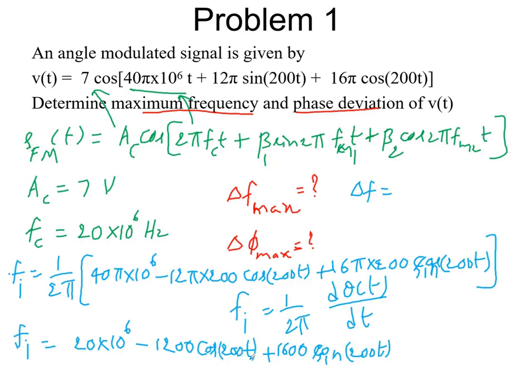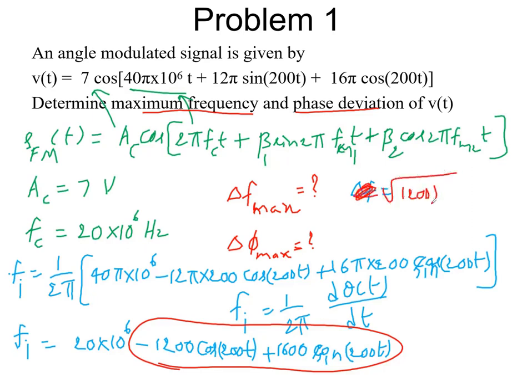Now here what they are asking you is del f max. How to calculate it? The maximum value will be under root of 1200 square plus 1600 square, or if you take 200 as common, you will be left with, 2 pi getting cancelled, 6 times and 8 times.